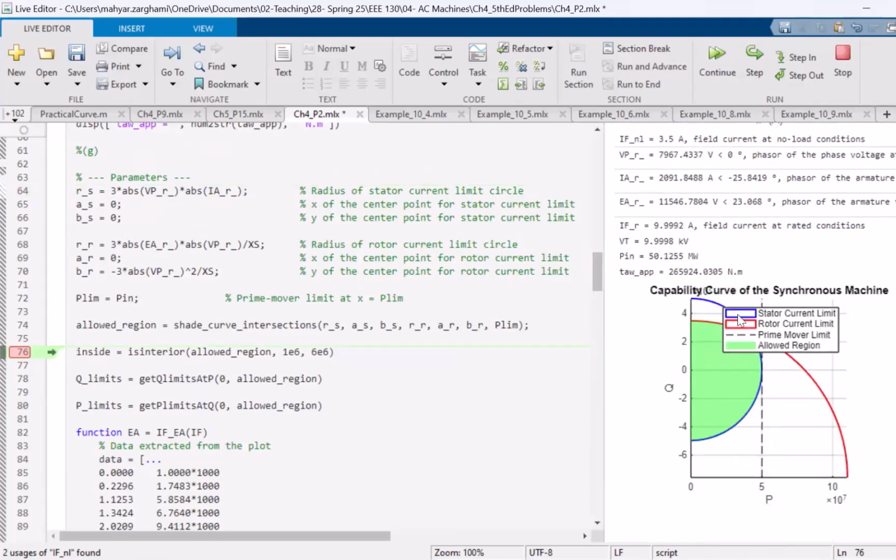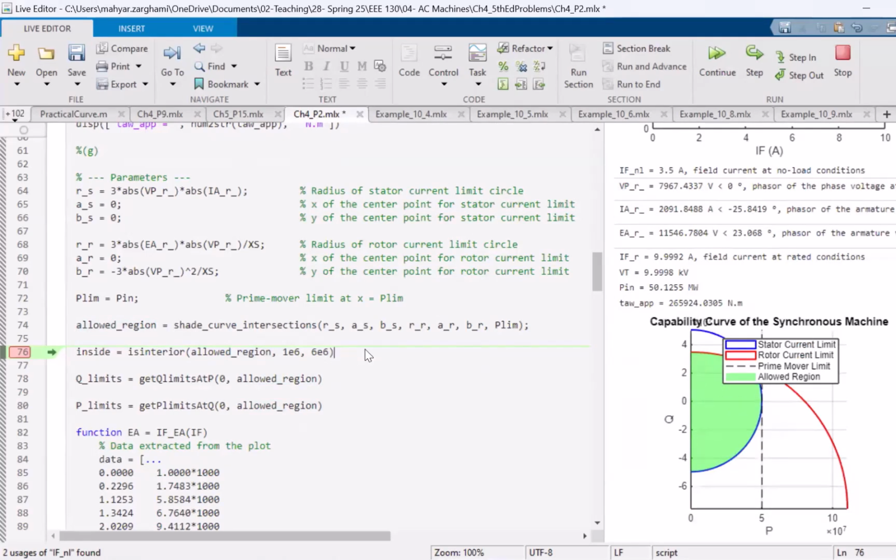So this is the rotor current limit circle. The blue one is the stator current limit. This dashed line is the prime mover limit. And the allowed region would be the region between all of those. So this gives you that shaded area.